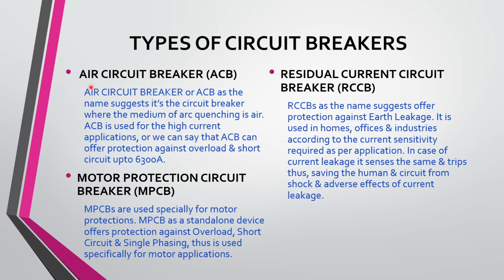Now coming to air circuit breaker or ACB. As the name suggests, it's a circuit breaker where the medium of arc quenching is air. So air circuit breaker is used for high current applications, or we can say that ACB can offer protection against overload and short circuit up to 6300 amperes.